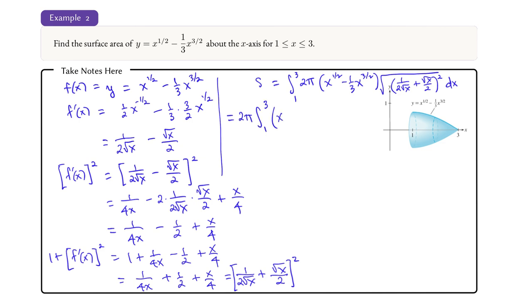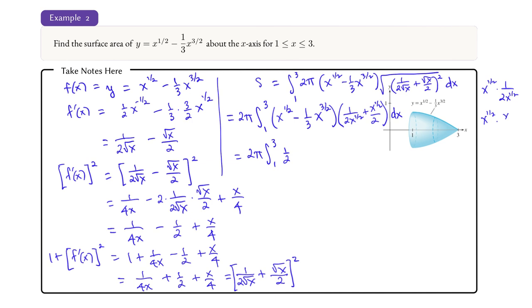We end up with the integral from 1 to 3 of 2 pi, x to the 1/2 minus 1/3 x to the 3/2, times 1/2 root x plus root x over 2, dx. Before we use the fundamental theorem of calculus to evaluate this integral, we will simplify the integrand by multiplying the terms. x to the 1/2 times 1/2 x to the 1/2 is 1/2 x.